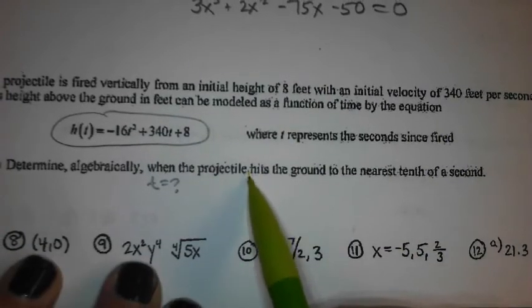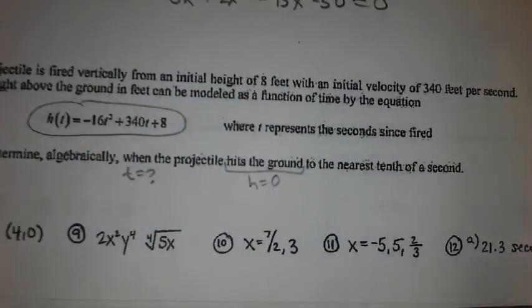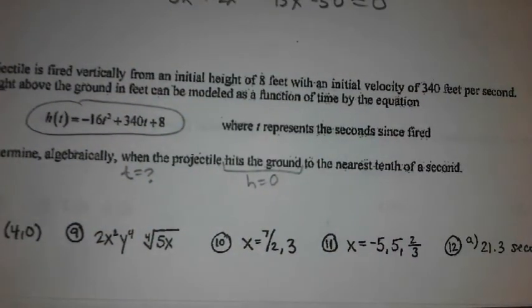Right, so they're technically, and that's something you guys have to read into. Hitting the ground is when H is 0. So you're just doing 0 equals all of that and finding T. Don't just try to grab a number from the problem and set it equal to that. You have to read and interpret the question.